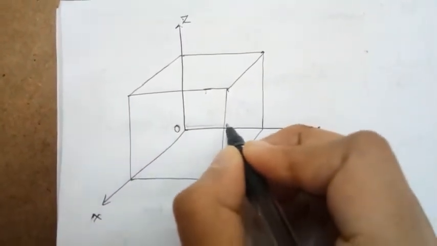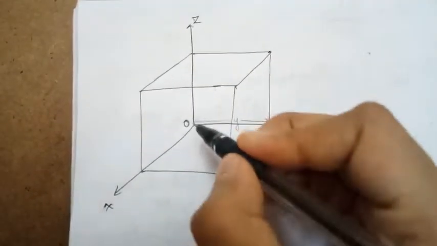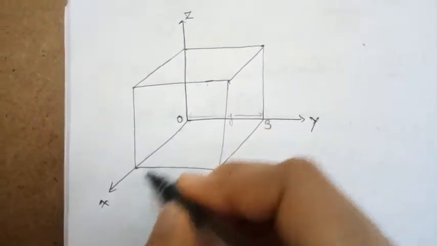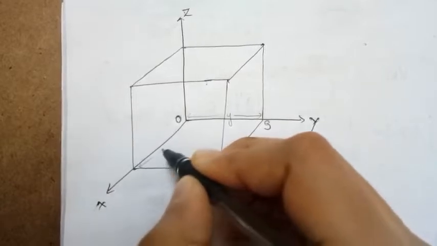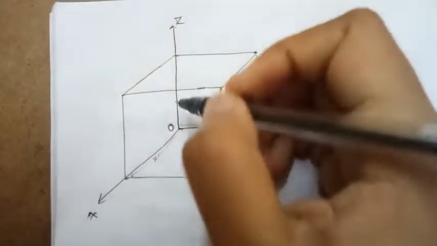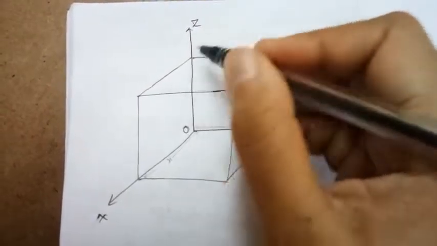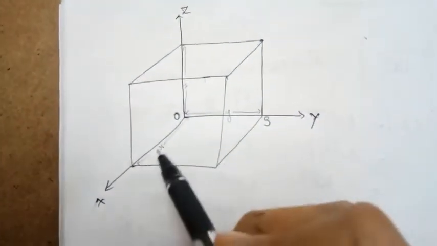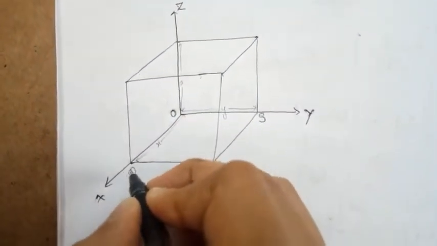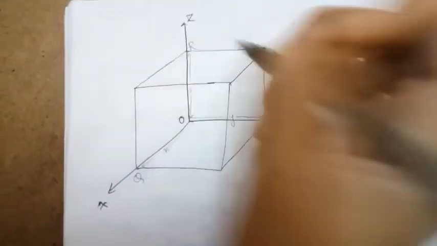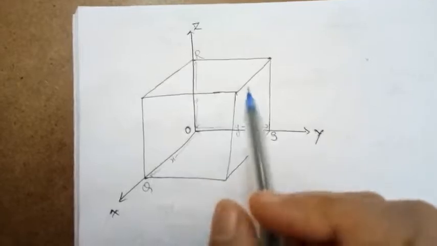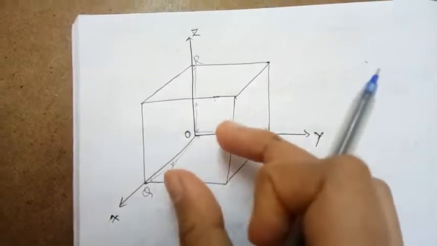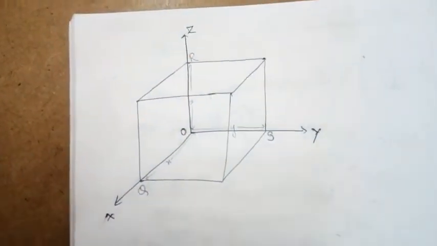Let this distance be equal to y, and I name this point S. Similarly, the distance from the origin to this point along the x-axis, let it be x. Similarly, the distance from the origin to this point along the z-axis, let it be z. Let this point be Q and this point be R. Now you can see the distance from the origin to point Q along the x-axis is x, this distance is y, and this distance is z.